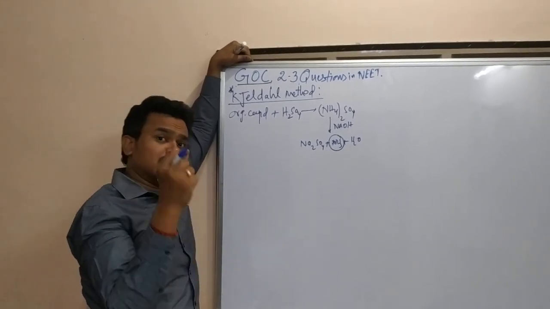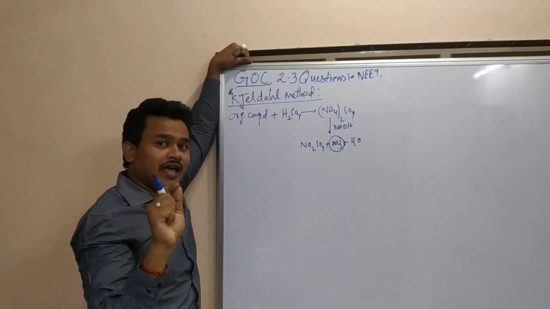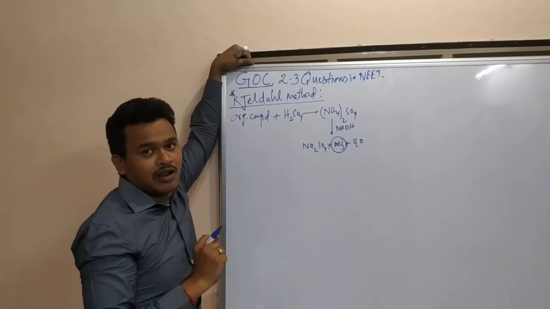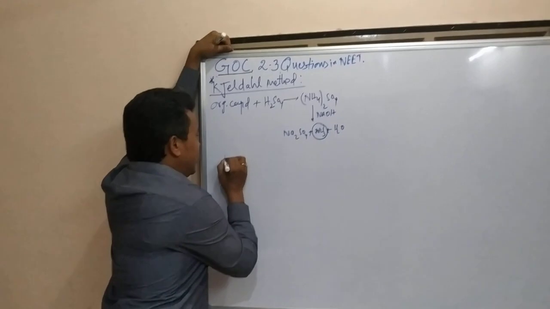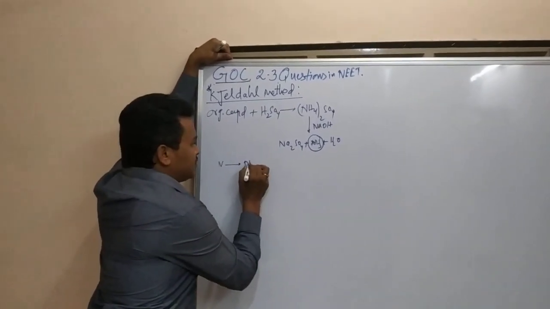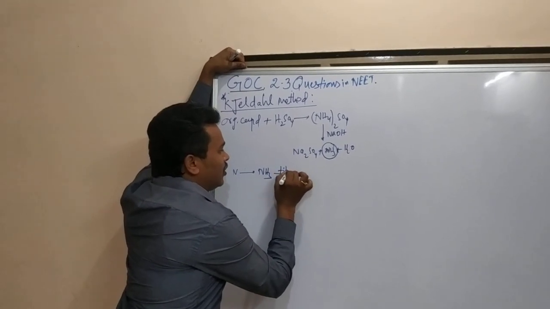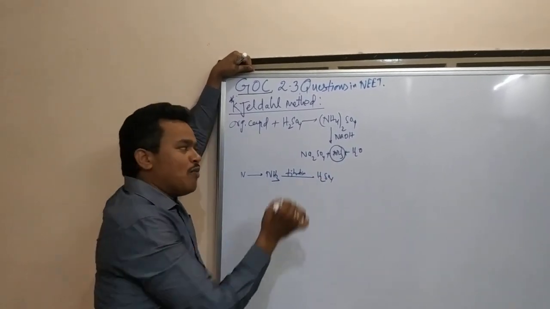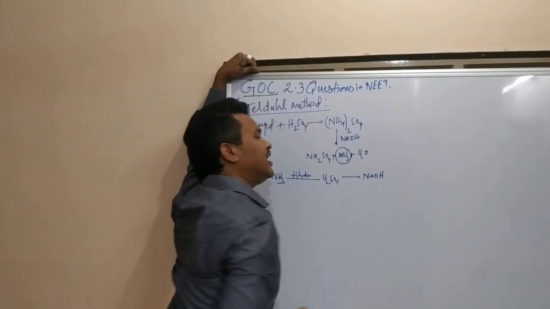And how much H2SO4 reacted? How are we going to calculate that? By using an alkali, by using NaOH. Very simple. What I need is nitrogen. Nitrogen is present in ammonia. I am going to titrate the ammonia with H2SO4. How much H2SO4 reacted, I am going to measure by using NaOH.